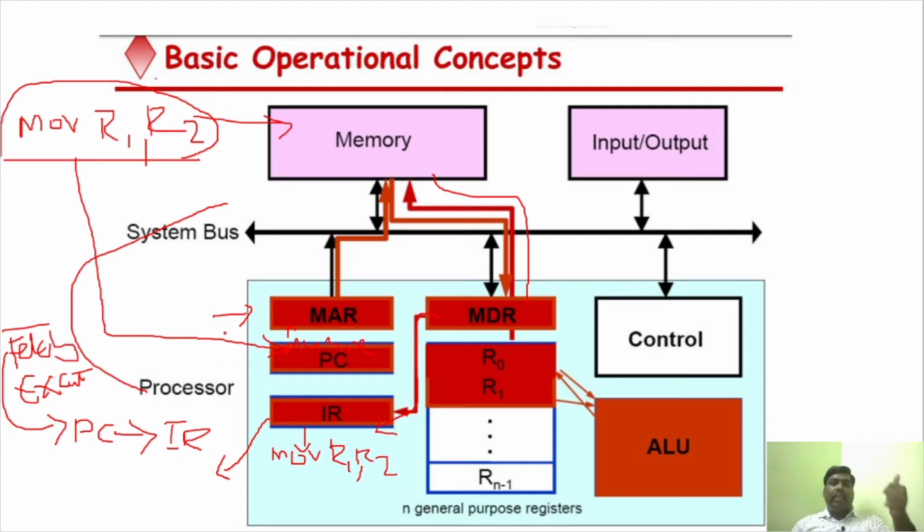Now you have to understand one point very clearly. The content in the PC is sent to MAR and then MDR and then reaches the IR, and the execution will start. As soon as the content from the PC moves to MAR, the PC will be incremented to the next instruction. So I said, if you have instructions like this, move R1, R2, like this.